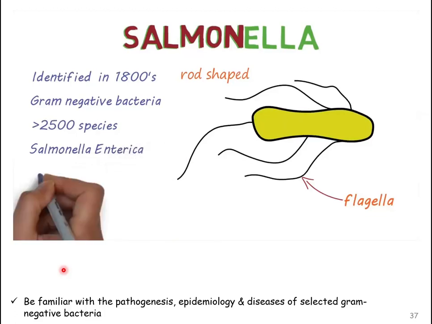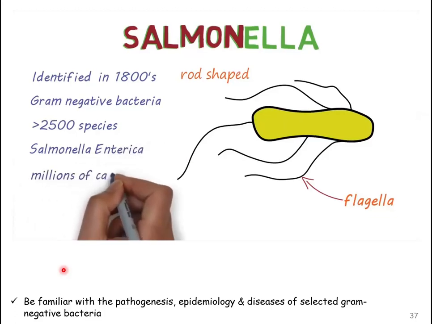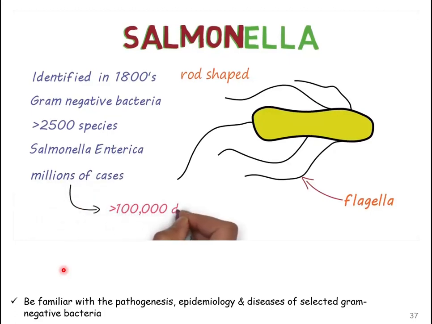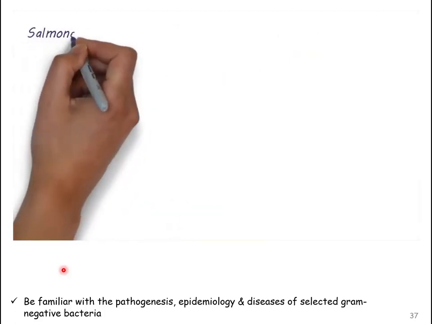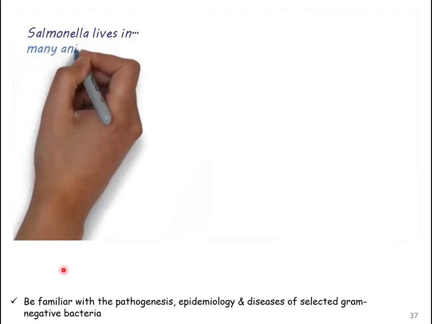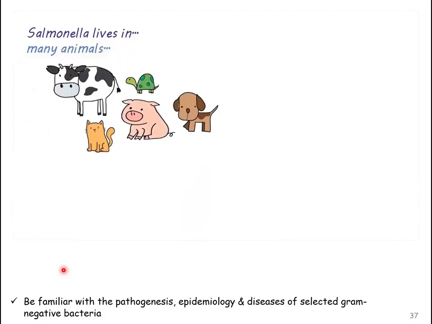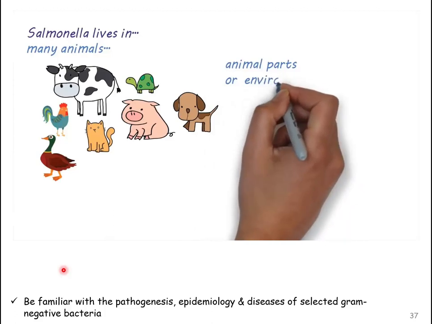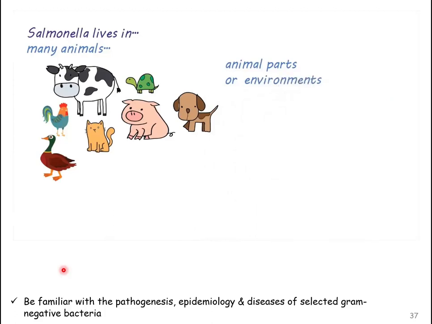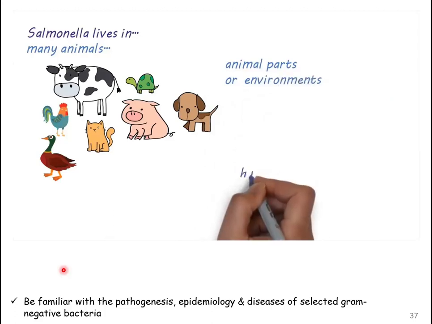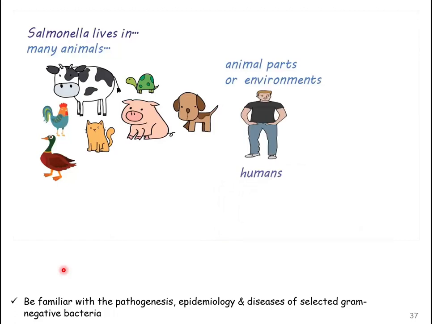It's estimated that tens of millions of human cases occur worldwide every year, causing over 100,000 deaths. Salmonella can live quite happily in the intestines of many animals like cows, turtles, pigs, cats, and dogs, and in birds like chickens and ducks. Other parts of the animals, like feathers or fur, or the places they live in, can be contaminated by the bacteria. Some types of Salmonella, like Salmonella typhi, live only in humans.